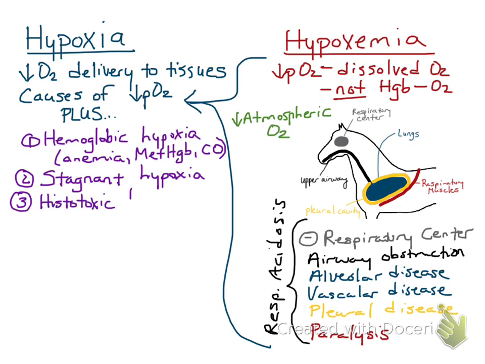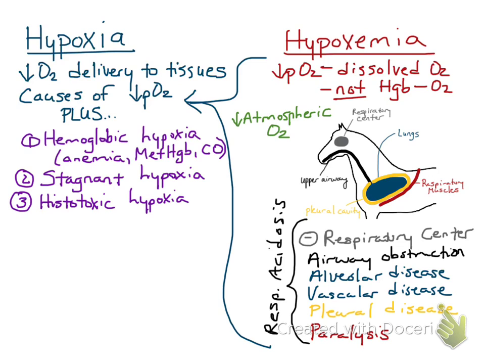Another cause of hypoxia is histotoxic hypoxia, and this is when oxygen makes it to the tissues, but it's not used by the tissues because there's some sort of interference with the metabolic pathways. So causes of this include toxicities such as alcohol, cyanide poisoning, and also narcotics.